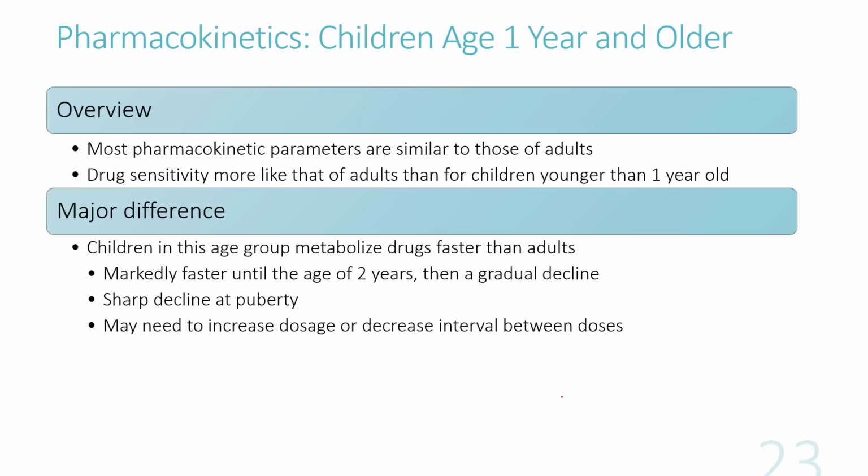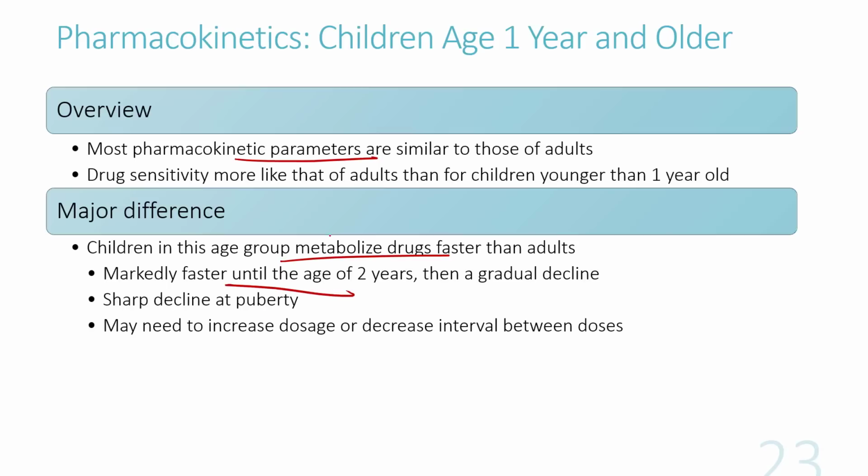When the child is 1 year or older, the pharmacokinetic parameters that are listed there, distribution, absorption, metabolism, excretion, are very similar to adults, with the exception of the liver. So children in this age group metabolize drugs faster than adults. So their liver is fully functional and even more than fully functional.